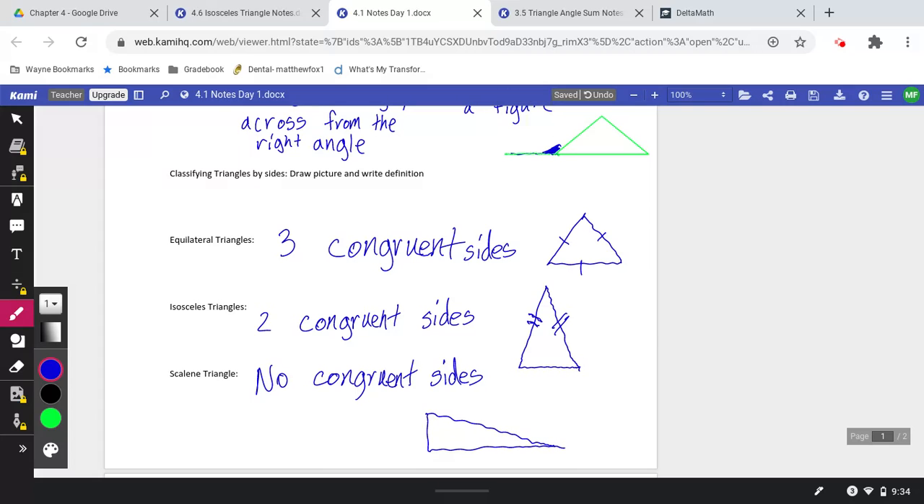All right. So obviously they need to have straight sides. Mine are a little wavy. But our triangle has no congruent sides. That's scalene. 2 congruent sides. That's isosceles. 3 congruent sides. That's equilateral.